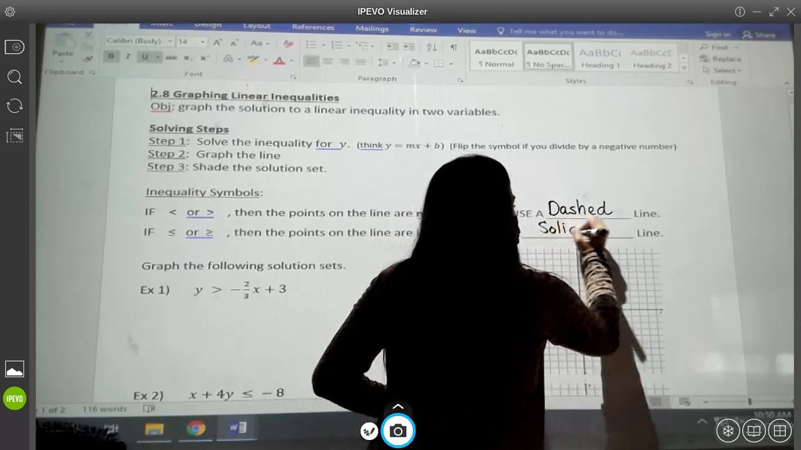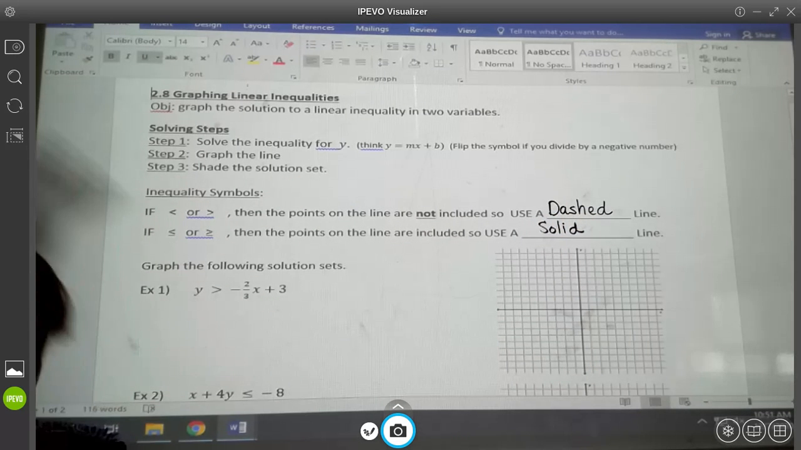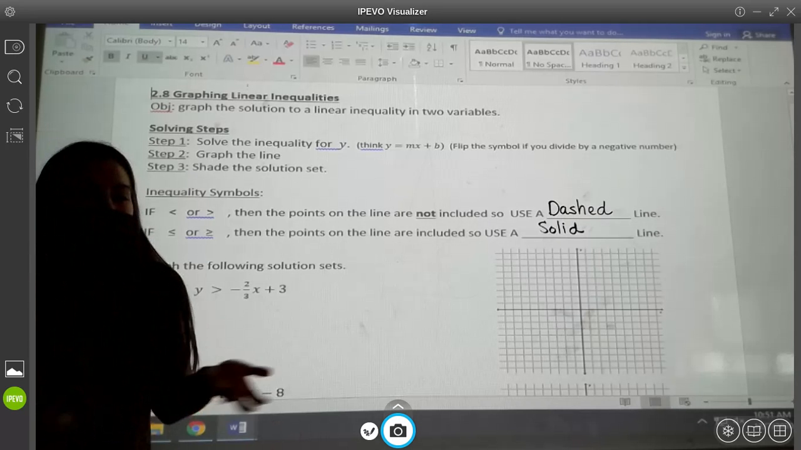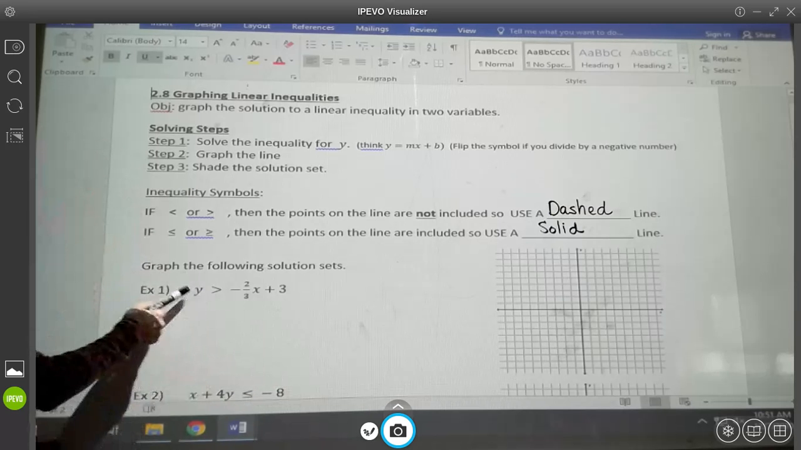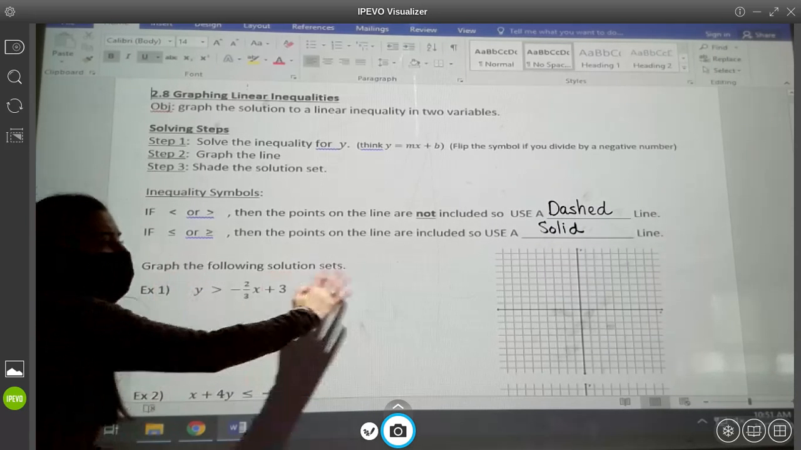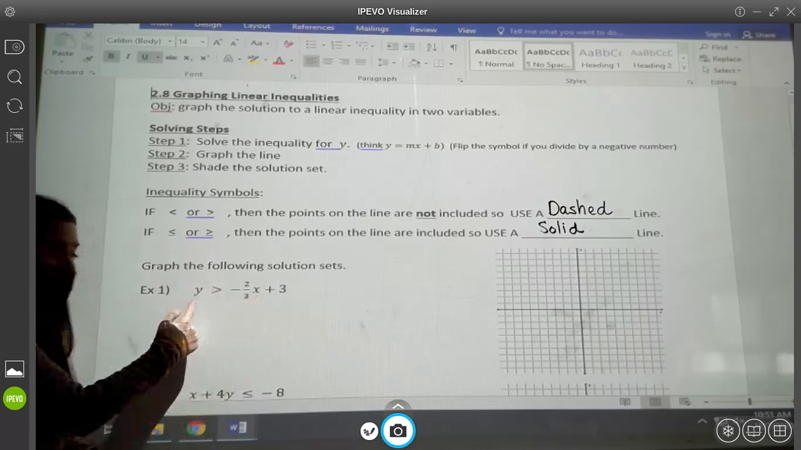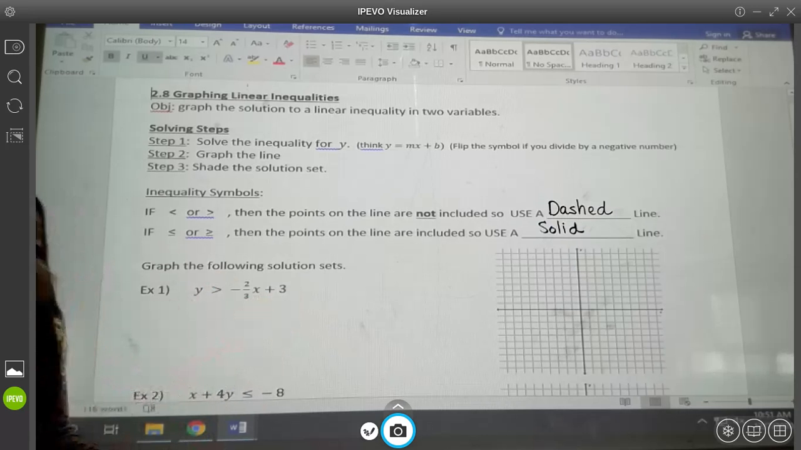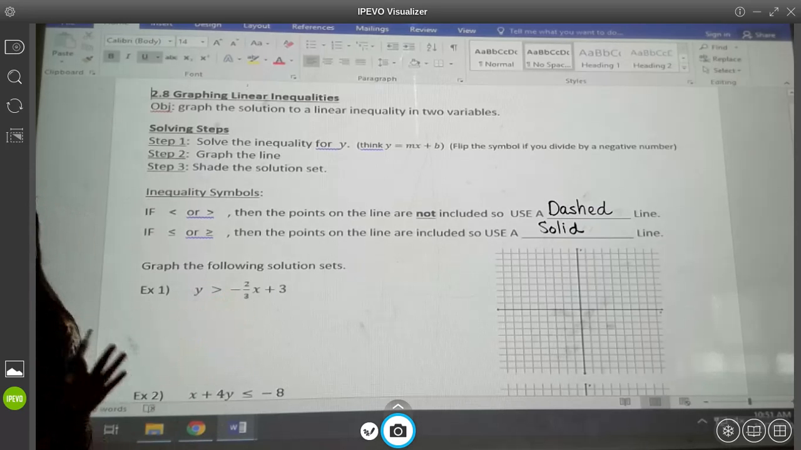To me, that's the most annoying part, because we're so used to graphing a line with a solid line that sometimes we forget and we get caught up in the moment and we forget to make it a dashed line. All right, so here we go. Let's try example number 1 together. It says to graph the following solution sets. So basically, guys, we have to find all of the x and y values that are going to make this a true inequality, a true statement. Well, like I said, there's so many answers to this problem that we couldn't possibly write them all down. We're going to show them on its graph.